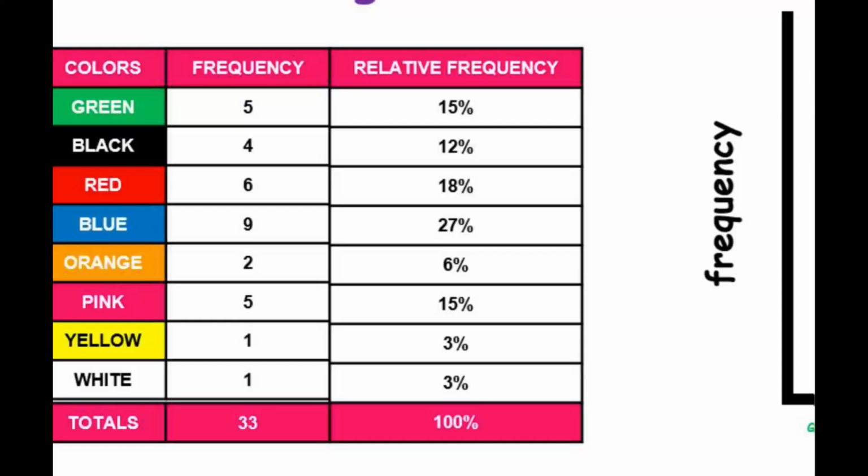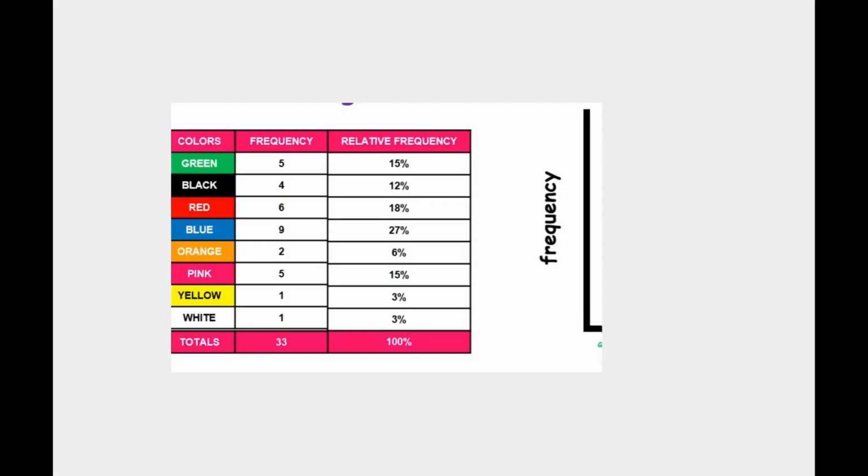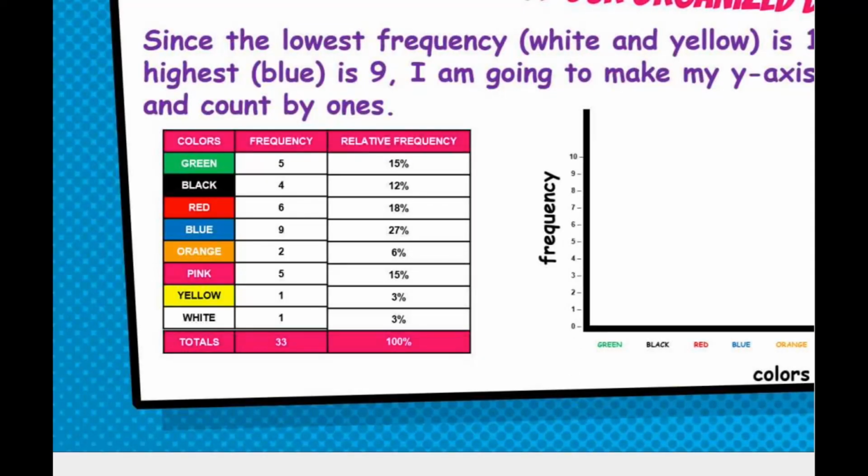At the bottom on the x-axis, it doesn't matter what order we have these in, put them in any order. I just put them in order of my frequency table. To label my y-axis, I'm just going to look at the highest number that I have, which is 9. I'll probably make my scale go by 1s all the way up to 10. I don't remember what I did. Let's see. Oh, yeah, there they go.